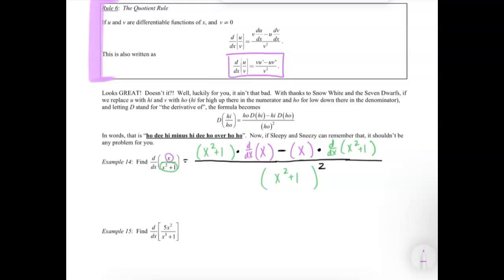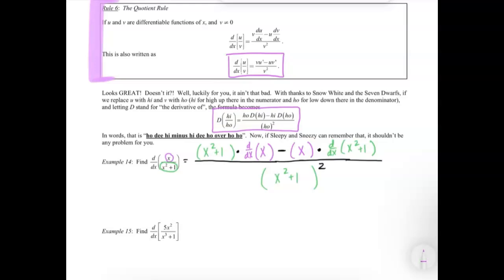There's this fun little helpful formula. If we do it as high over ho, it goes ho d high minus high d ho over ho ho. If you've ever seen Snow White, there's a song in there that uses ho d high d ho. So it's just a helpful thing. Or you can say low d high minus high d low over low low. I've heard that one before.